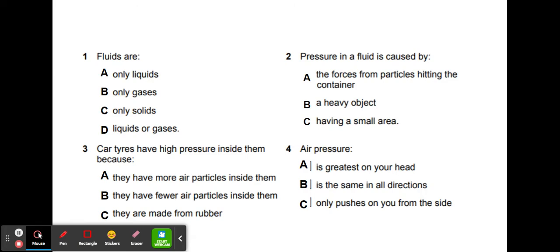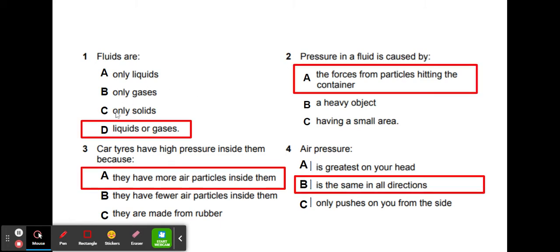So let's review some key ideas. Feel free to pause the video if you want to have a go at this before we go through the answers. So we know fluids are liquids or gases. They are not solids, they must be liquids or gases because they can flow. Solids, remember, cannot flow. Pressure in a fluid is caused by the forces from particles hitting the container.